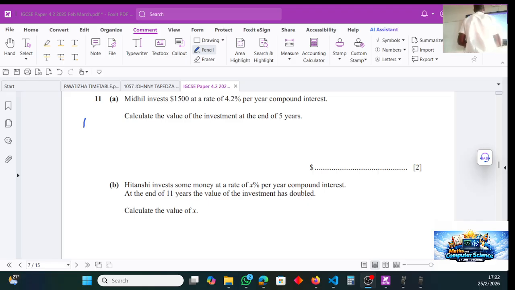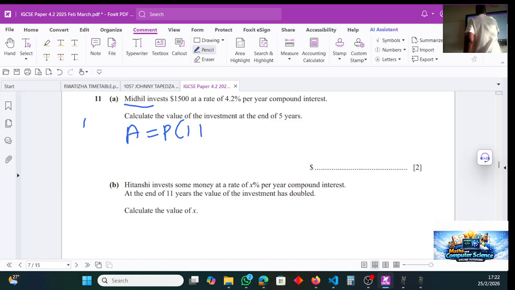So there's a story with Midiu who invests $1,500 at a rate of 4.2% per year compound interest. Calculate the value of the investment at the end of 5 years. So that's compound interest. Our formula is going to say A equal to P into 1 plus i, all to the exponent n. Remember, our i should be in decimal.